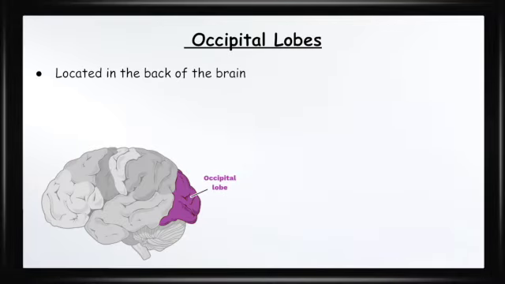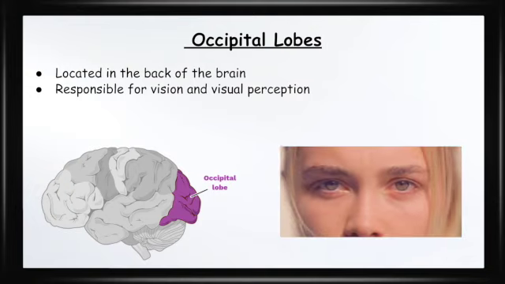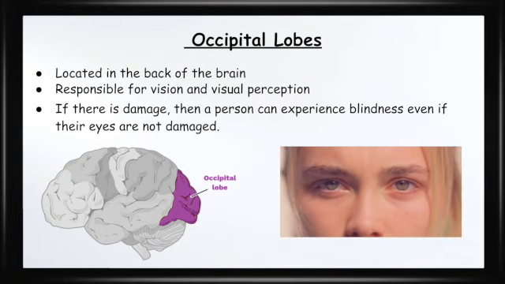The occipital lobes are located in the back of the brain. Like the name suggests, they are responsible for vision and visual perception. If there is damage, then a person can experience blindness, even if their eyes are not damaged.